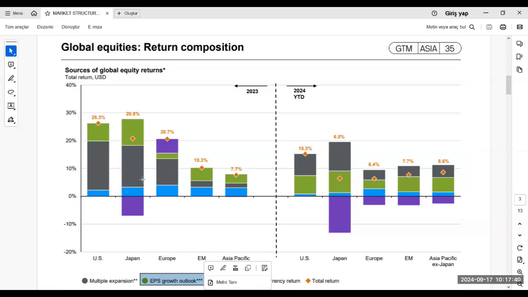As you understand here, the basic dimension is the United States and Japan and Europe and emerging market, then Asia Pacific excluding Japan. This means that this black bar is the multiple expansion and this green bar is EPS growth output, meaning earning per share. And if we speak about the dividend yield, this is the blue line there. And then the currency return is the purple one. And the total return is just the rectangle in orange.